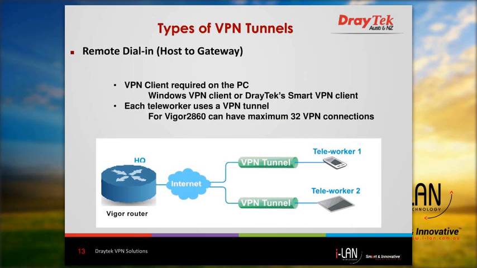The VPN client can be the default client built into Windows, or the smart VPN client that's supplied by DrayTek. It's also worth noting that each remote dial-in VPN tunnel created counts towards the total number of VPN tunnels supported in the router. For example, the Vigor 2860 can have a maximum of 32 VPN tunnels. So this can be 32 remote dial-in connections, or a combination of dial-in connections and LAN-to-LAN VPN connections.